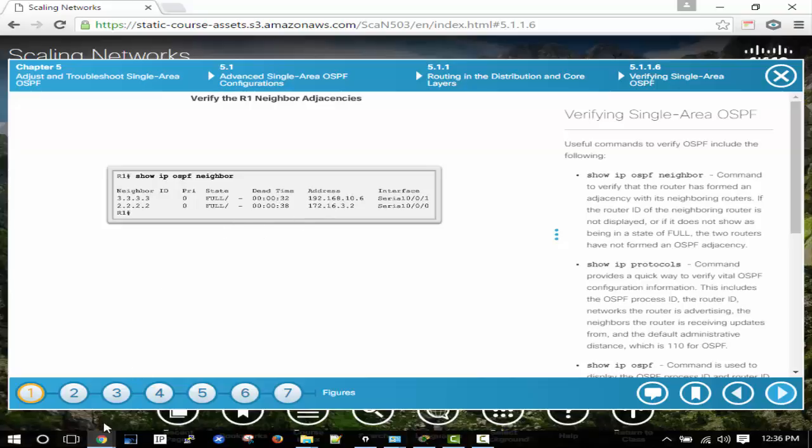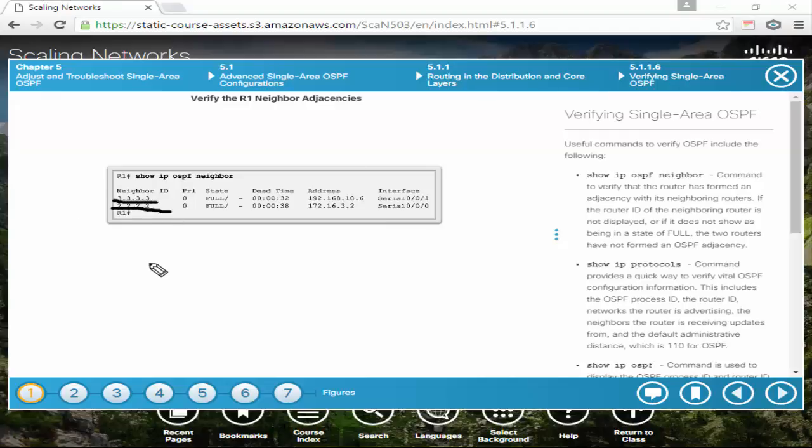So, how do we verify? Here are our show commands for OSPF. So show ip ospf neighbor. Another review, right? This is actually going to be our router ID. Neighbor ID, that's the router ID of the neighbor. The priority, the state it's in.